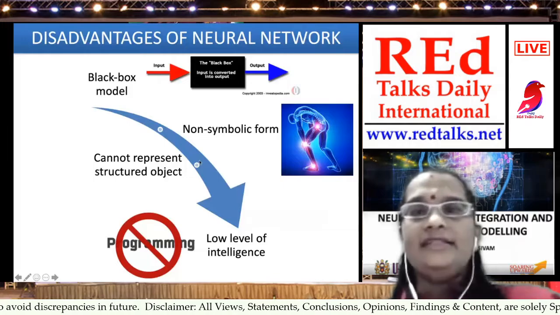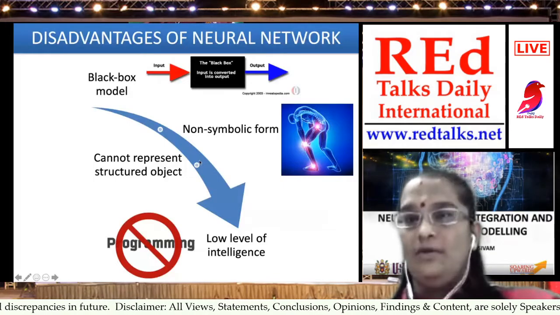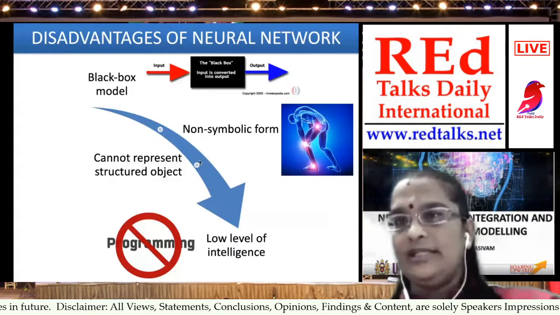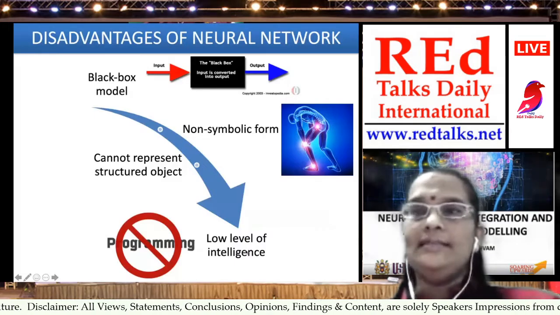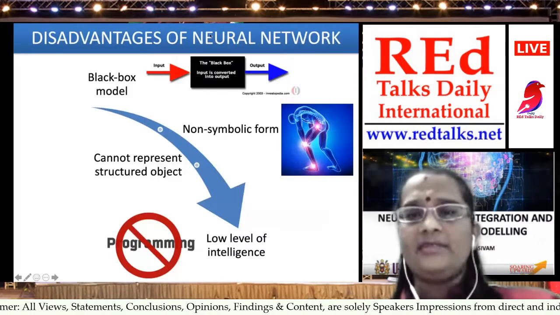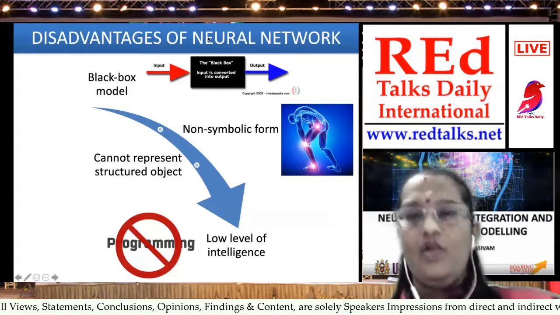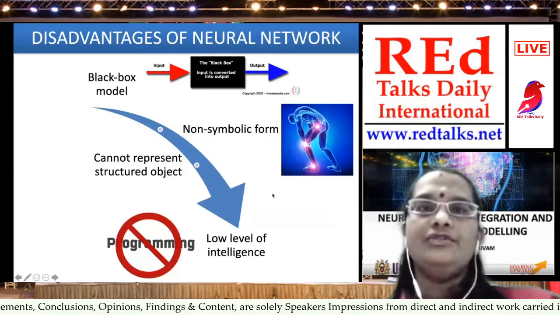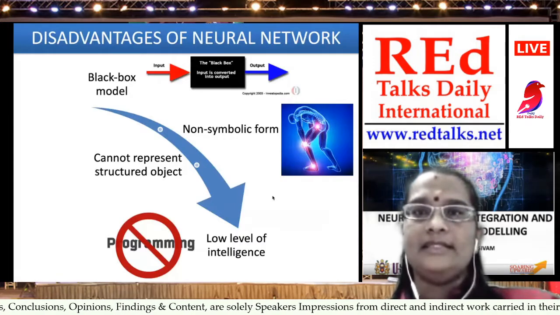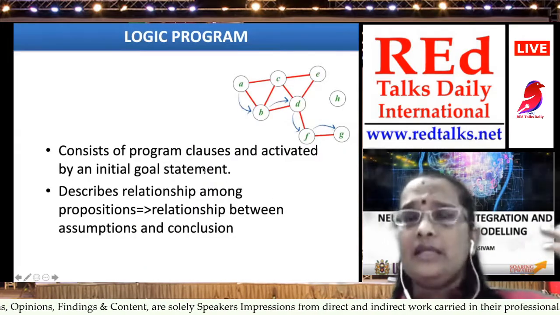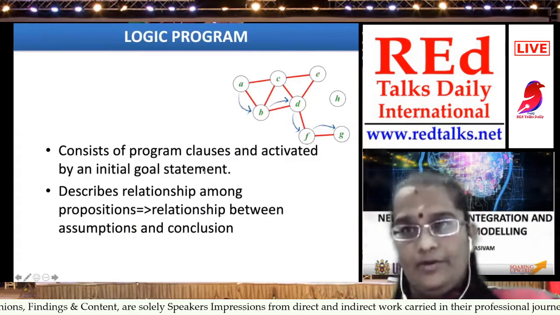And this neural network is in a non-symbolic form, and it cannot represent structured objects. That means it cannot control C programs, Java programs, or anything. And that's why it has been classified as a low level of intelligence. Okay, so due to all these problems in neural networks, we will try to integrate it with logic programming.